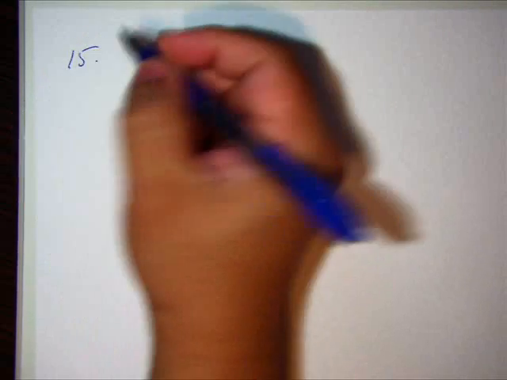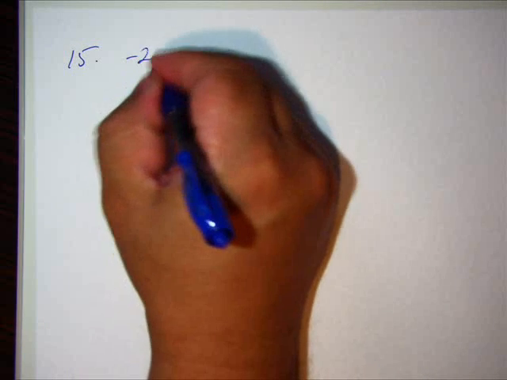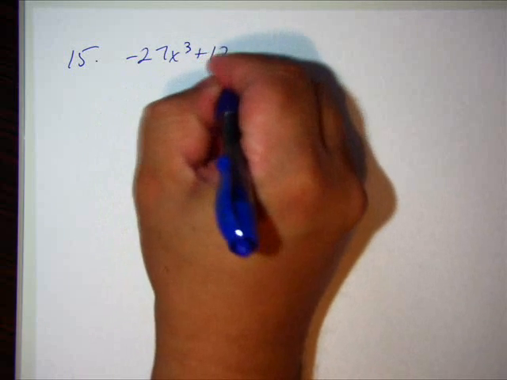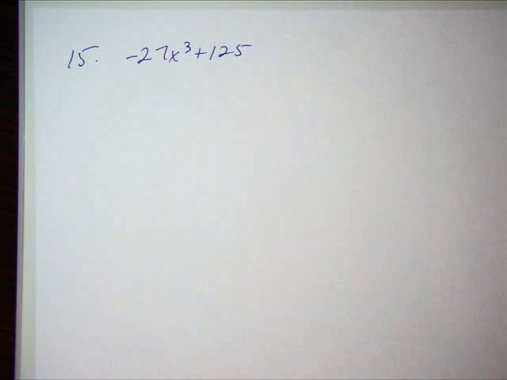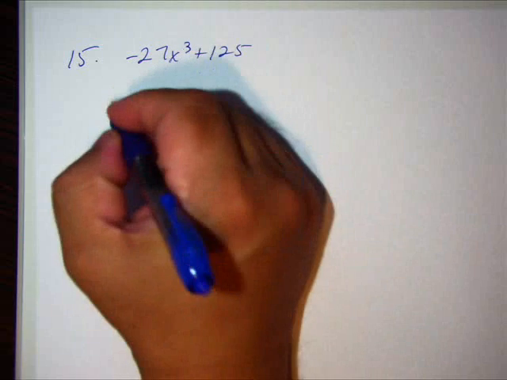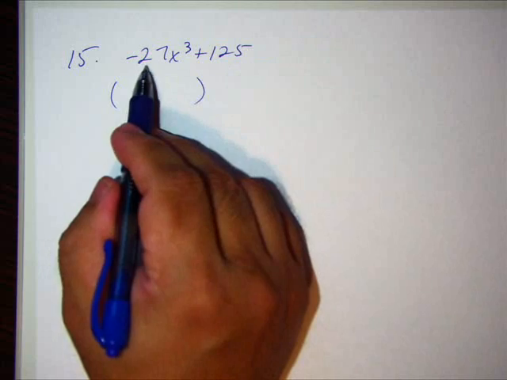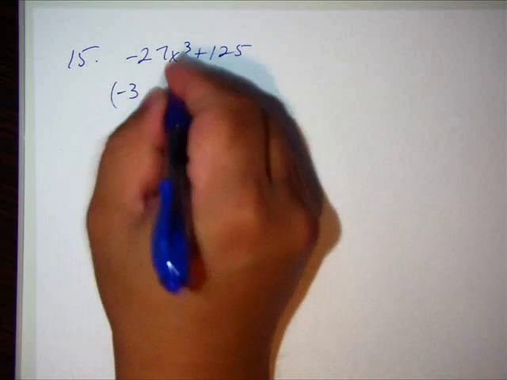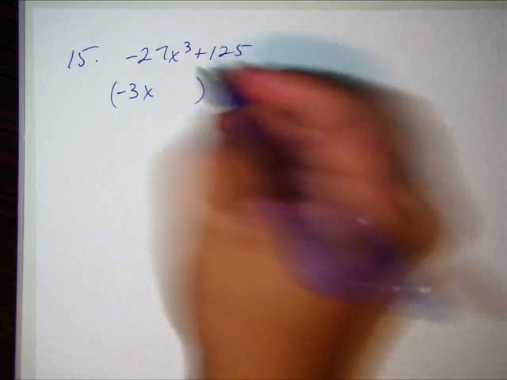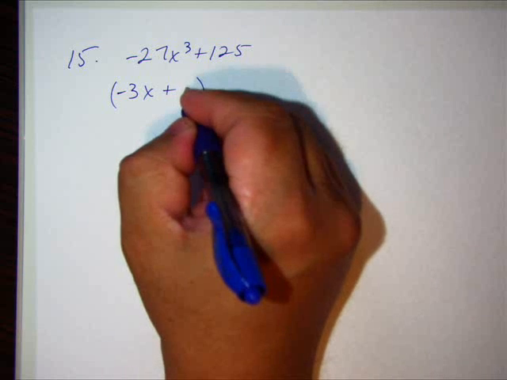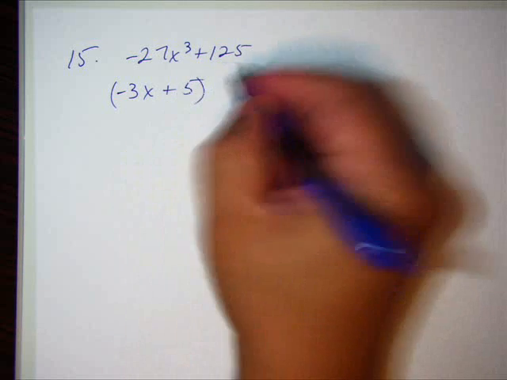Alright, this is a continuation of the factoring worksheet. We're on number 15. We're going to treat this as a sum of two cubes. Negative 27, cube root of that is negative 3, and cube root of x cubed is x. Plus, cube root of 125 is 5.